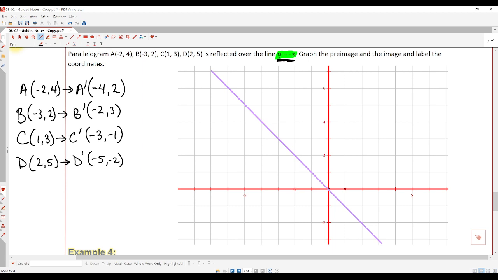So let's plot. -2, 4 is A. -3, 2 is B. 1, 3 is C. And 2, 5 is D. I'll give you guys a minute to catch up, make sure that you're all set.